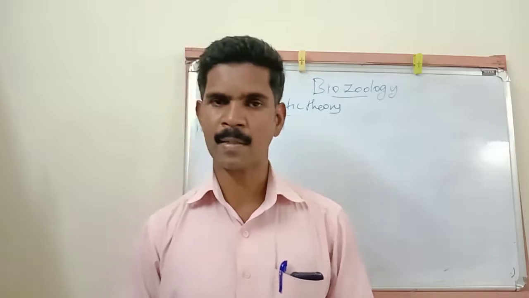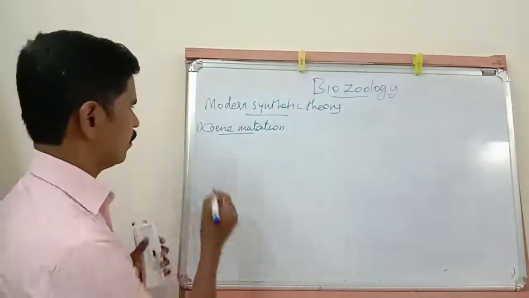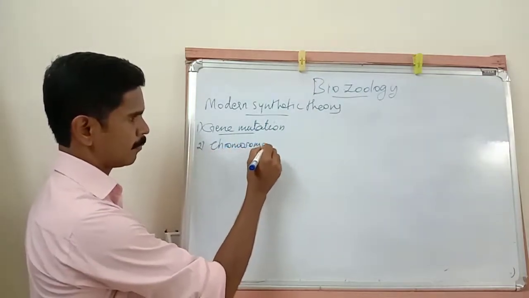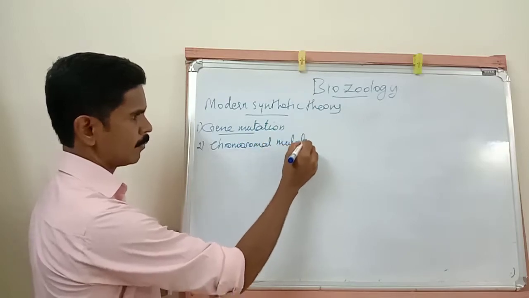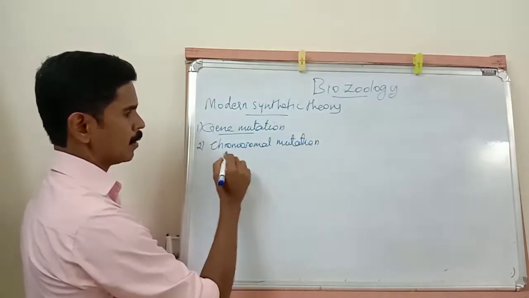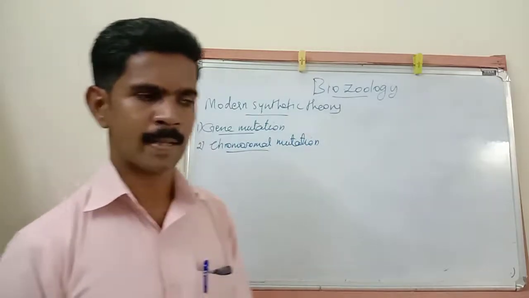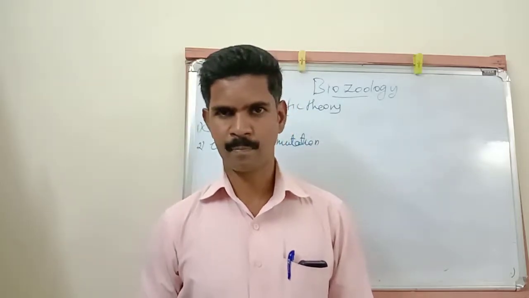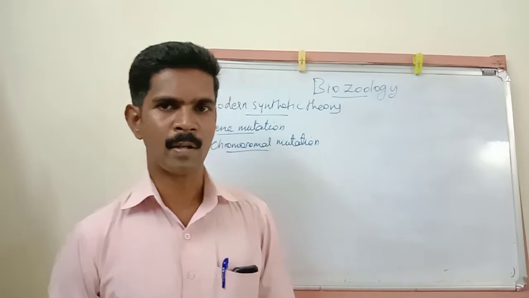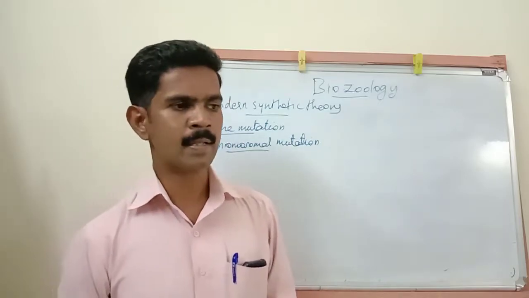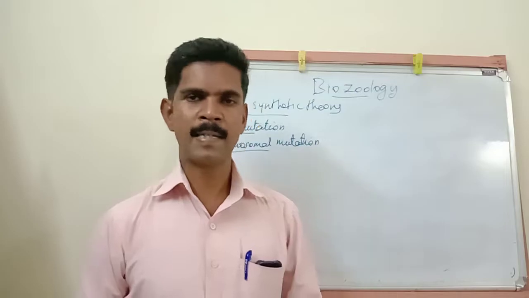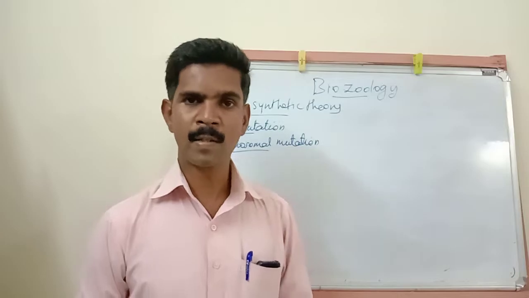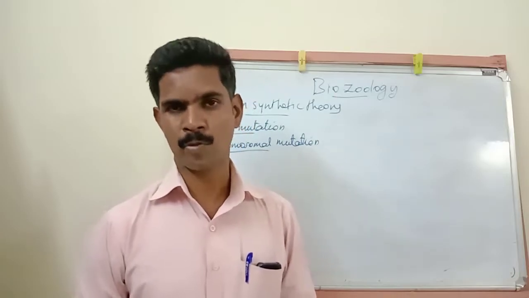And the second basic factor is chromosomal mutation. Here, changes in the structure of chromosomes is called chromosomal mutation. Changes in the structure of chromosomes means deletion, addition, then translocation. So these are some of the abnormalities in the chromosome structure.